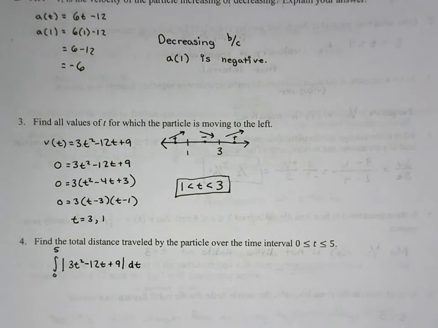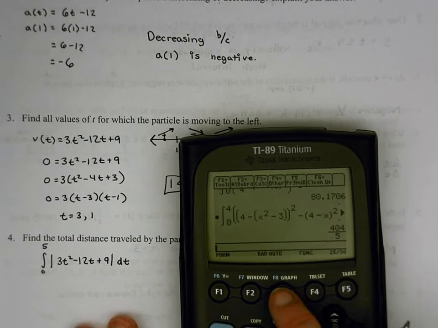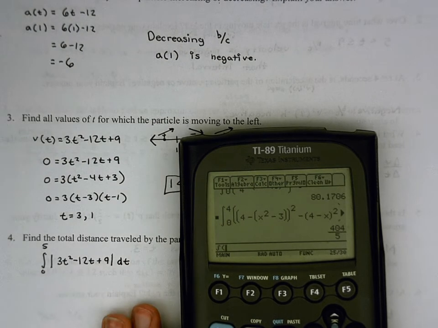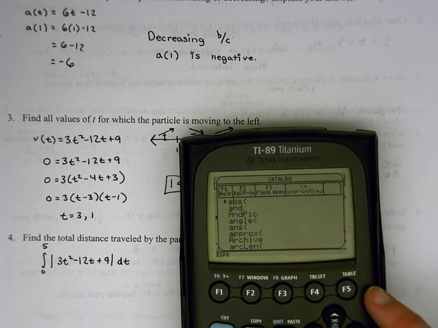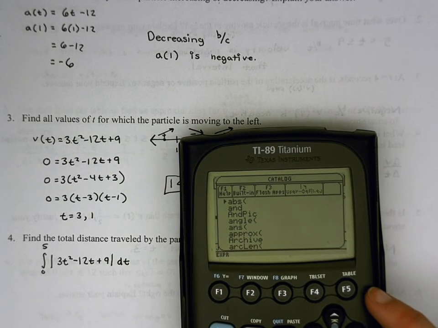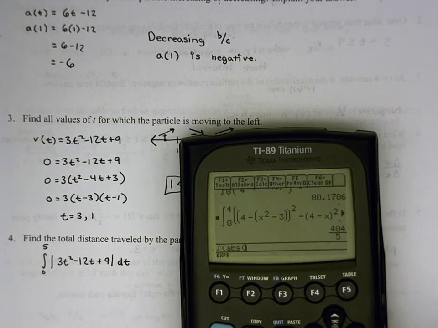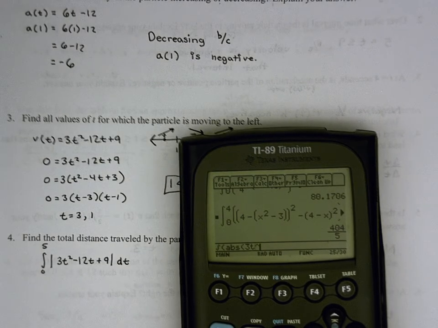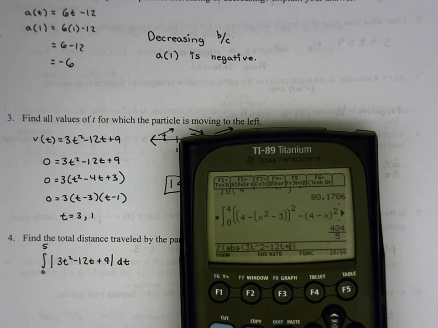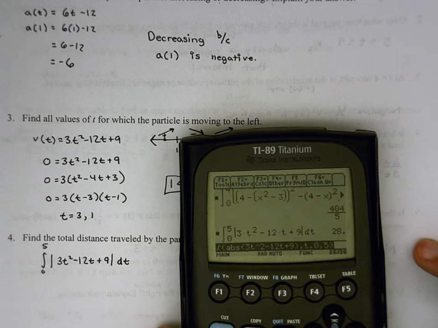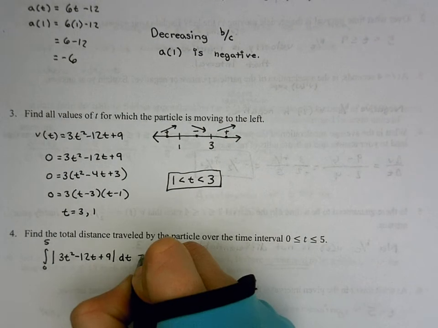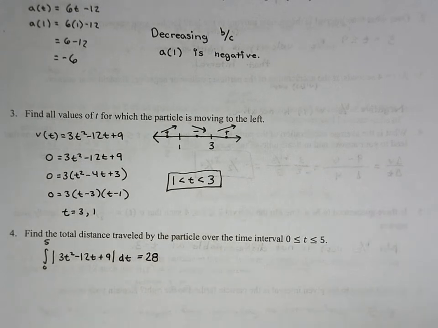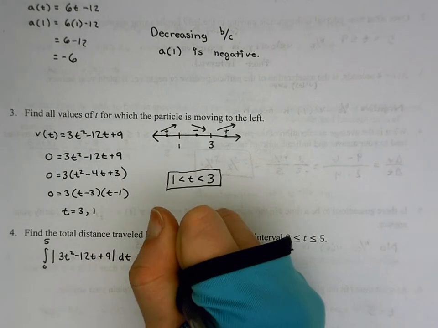So then we go integral. For absolute values, on the 89s we hit catalog, ABS. On the 84s you'll hit math, go sideways 1 to NUM, and then it'll be the first one, ABS. And then we can type it in, 3t squared minus 12t plus 9 dt from 0 to 5. And we should get 28. That is my answer.